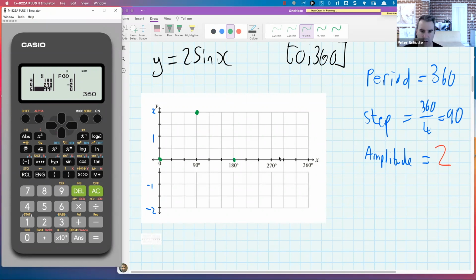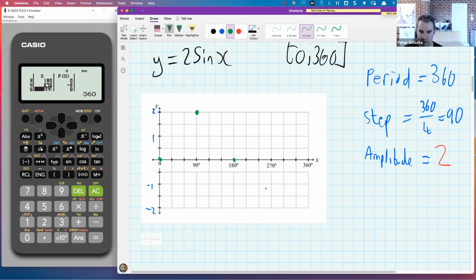So the next point is going to be 270, minus 2. Let's see if I can find that. And the last point is 360, 0. If I want to draw this graph, all I need to do is make sure I have the right shape and connect my points up like that. And this is the graph of y equals 2 sine x.